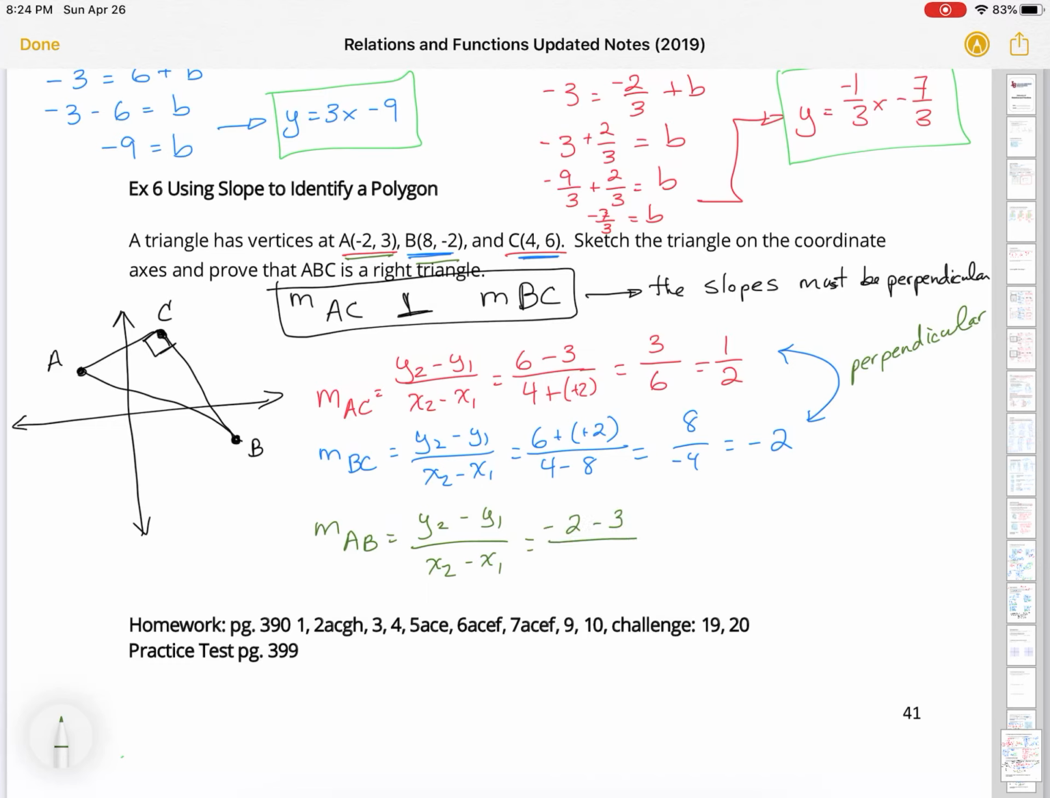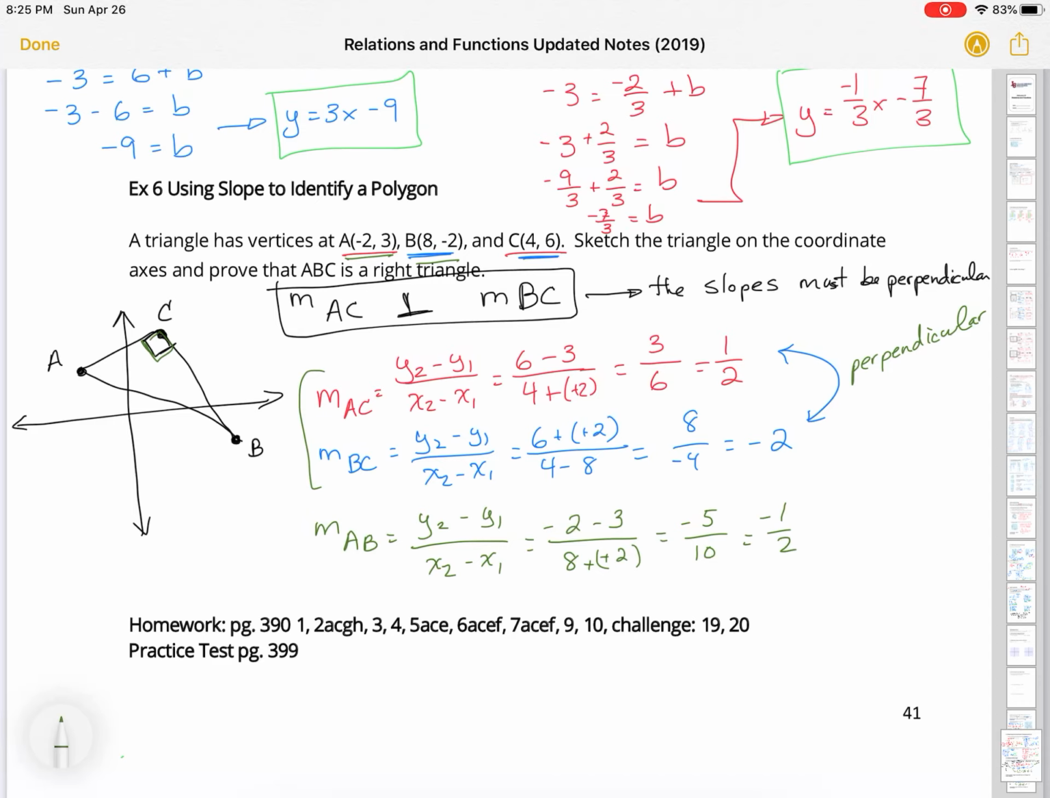So we're using A and B. So we're going to have negative 2 minus 3 over 8 minus a negative 2, which becomes plus a positive. So I get negative 5 over 10, which is negative 1/2. Well, it is not a negative reciprocal of either because it is the reciprocal of negative 2, but not the negative reciprocal. But these two are, so that means that that is where our right angle is.